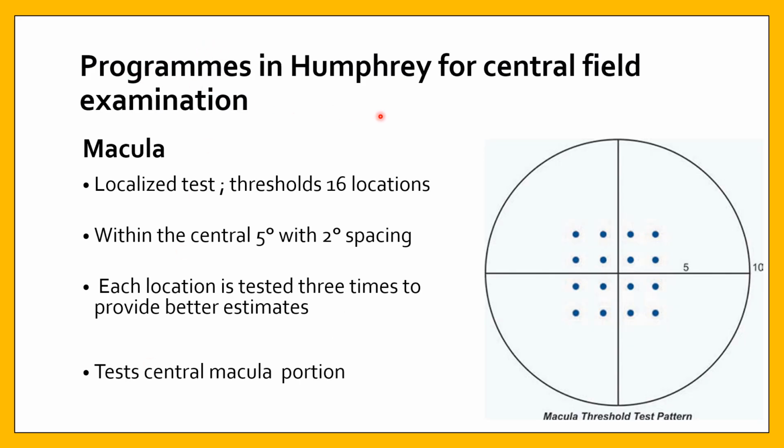Programs in Humphrey for central field examination: we have two programs, that is Central Macula and Central 10-2. First of all, we are going to discuss the Central Macula. It is a localized test having 16 locations within the central 5 degrees, with 2-degree spacing between them, and each location is tested 3 times to provide better estimates and test the central macula portion.